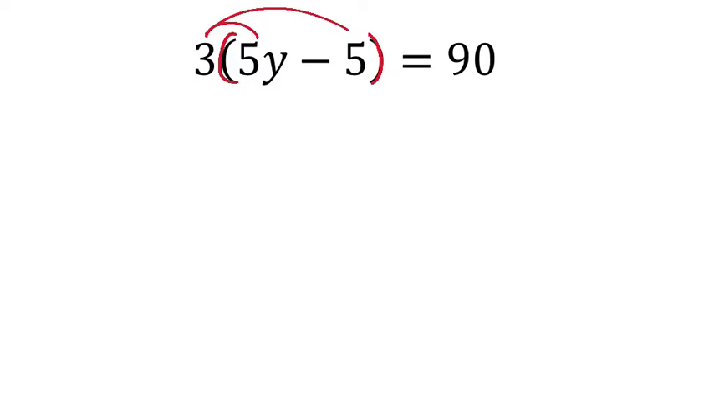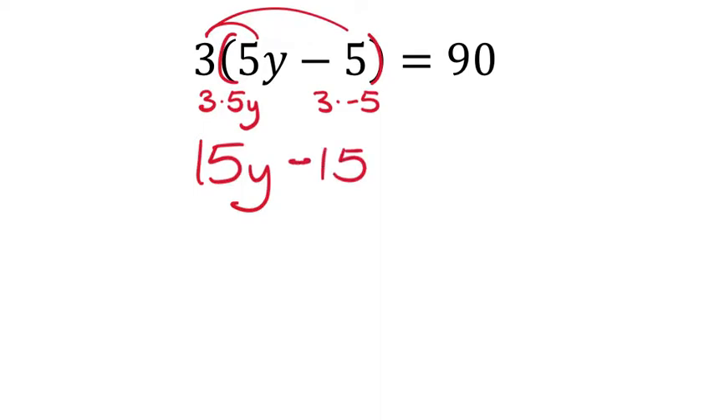We'll need to remember that distribution is multiplication. So when I say distribute, I'm taking the 3 and multiplying it by the first term, 5y's. This is 3 groups of 5y's, which would be 15y's. And then we also have 3 times negative 5, which would result in negative 15.